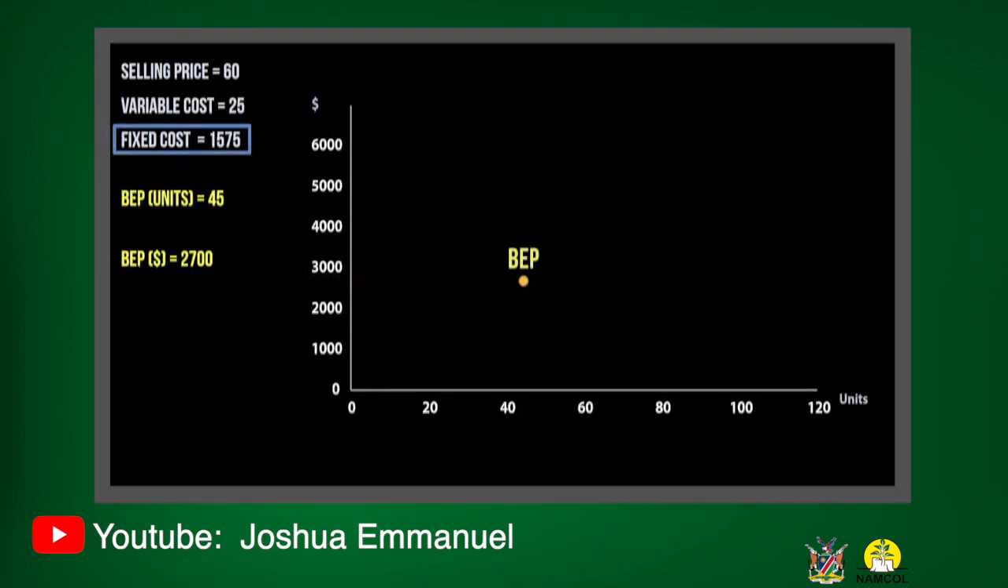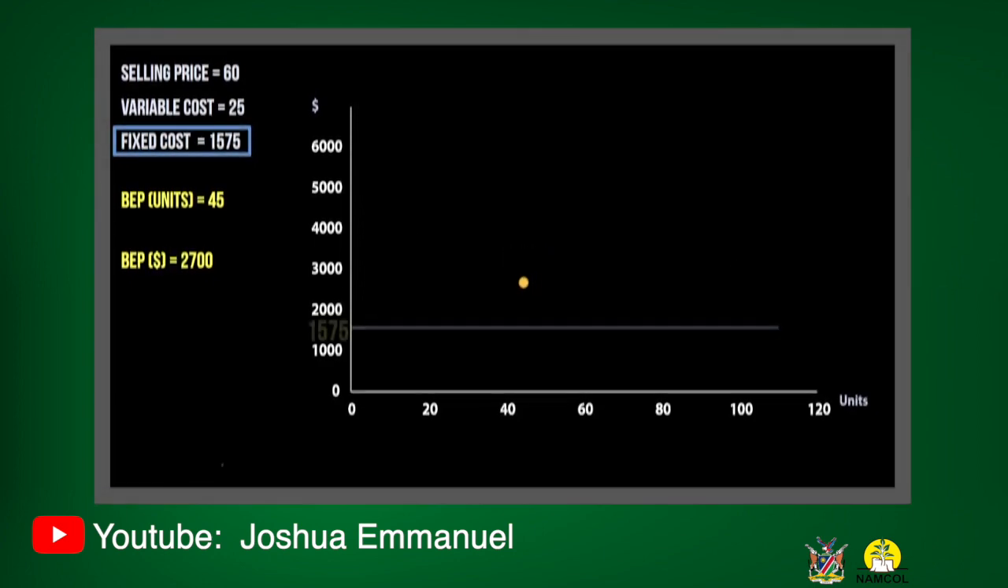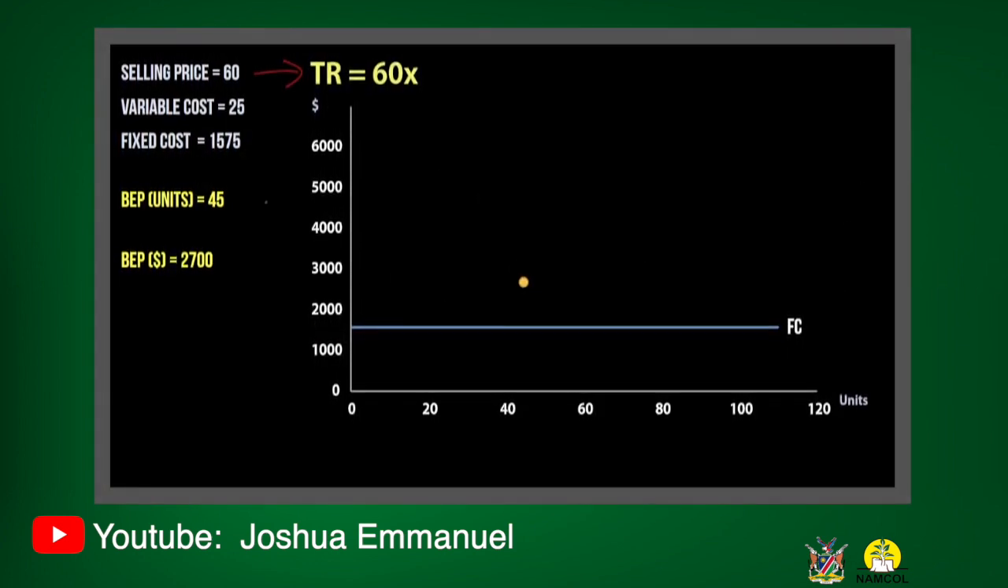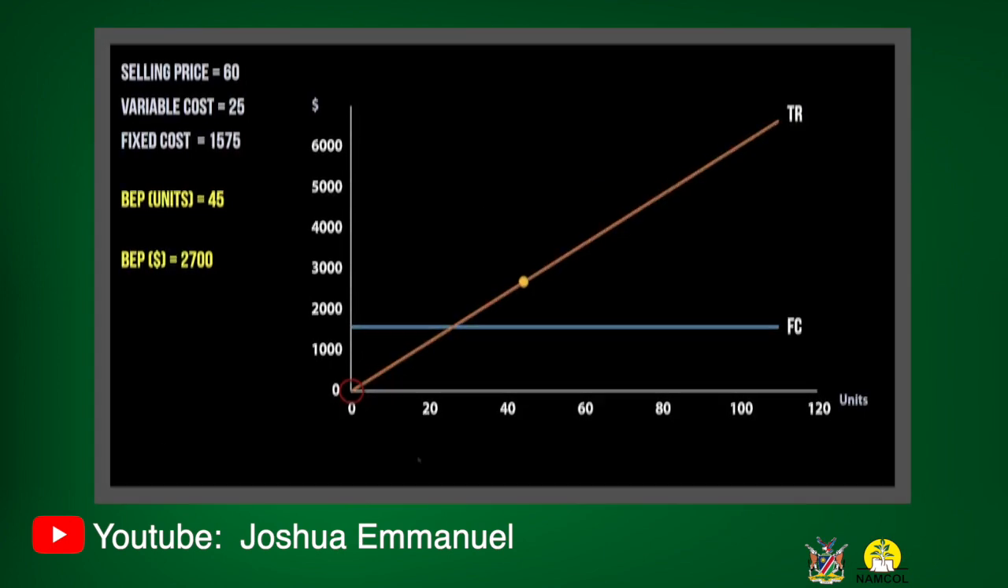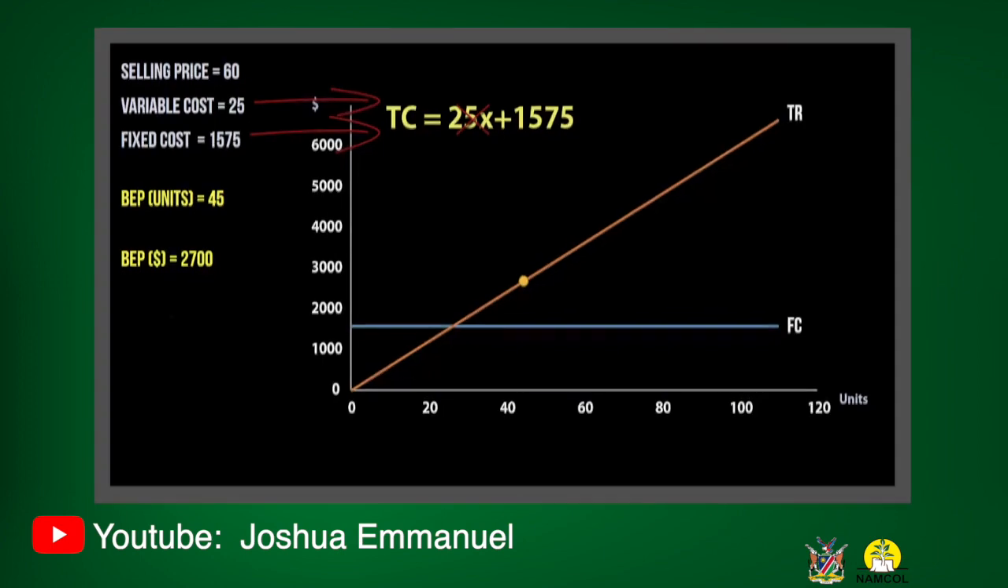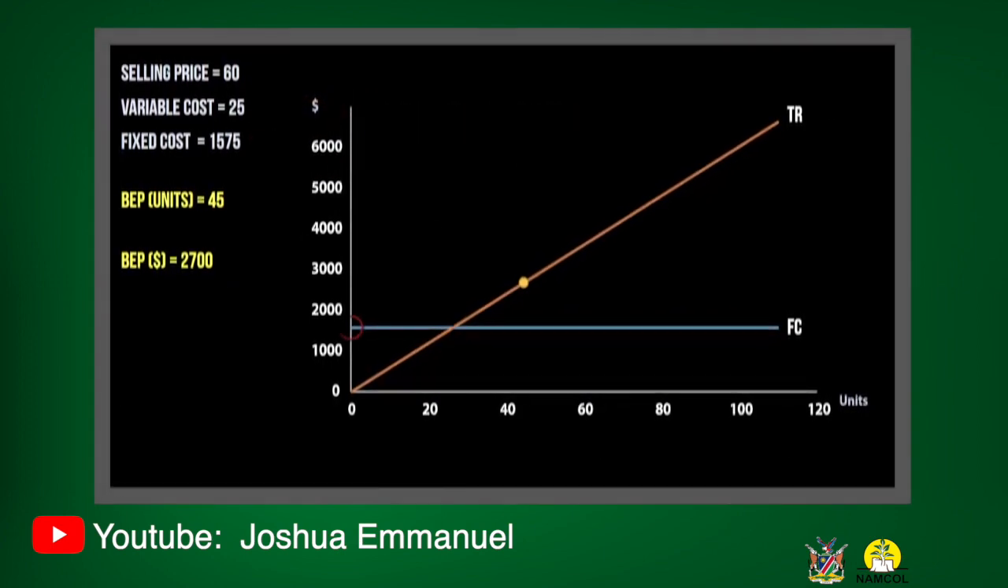Now the fixed cost is the same for any volume of production, so we draw a horizontal line for fixed cost here at 1,575. For the total revenue function, we know that if we sell 0 units, total revenue will be 0. So the total revenue line is satisfied by 0, 0, and we pass through the break-even point. For total cost, when 0 units is purchased, then total cost equals fixed cost. So the total cost line will start at fixed cost here and pass through the break-even point.